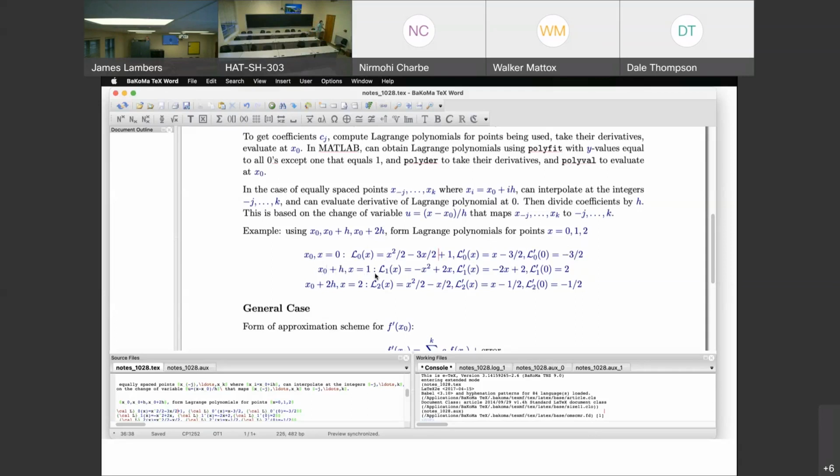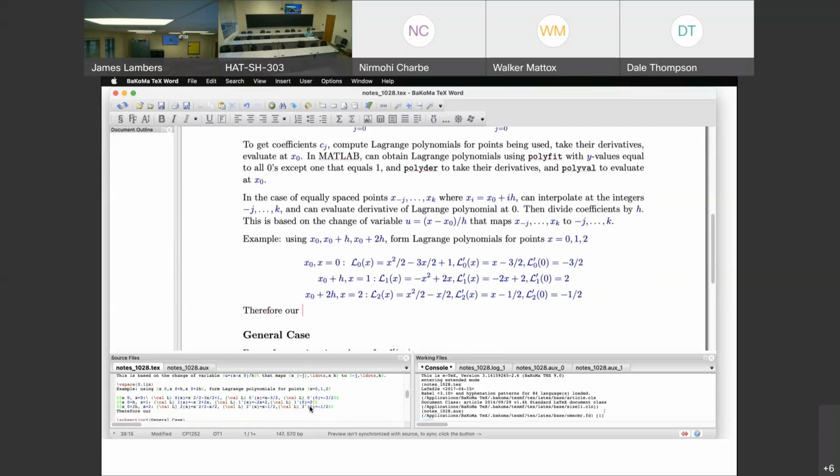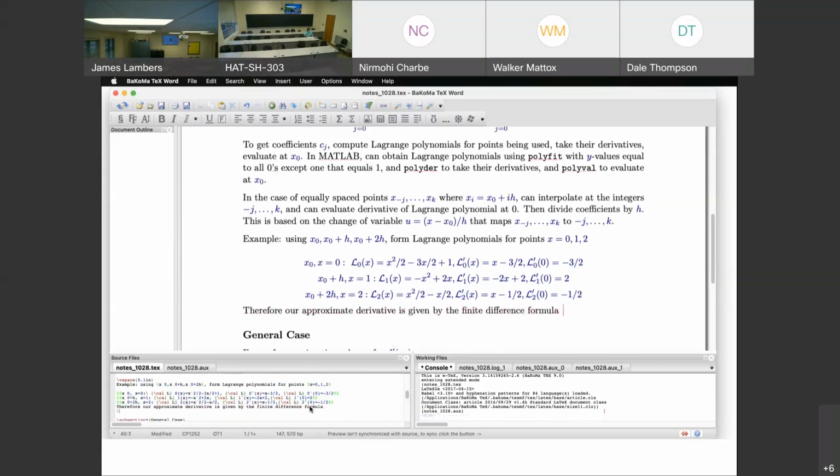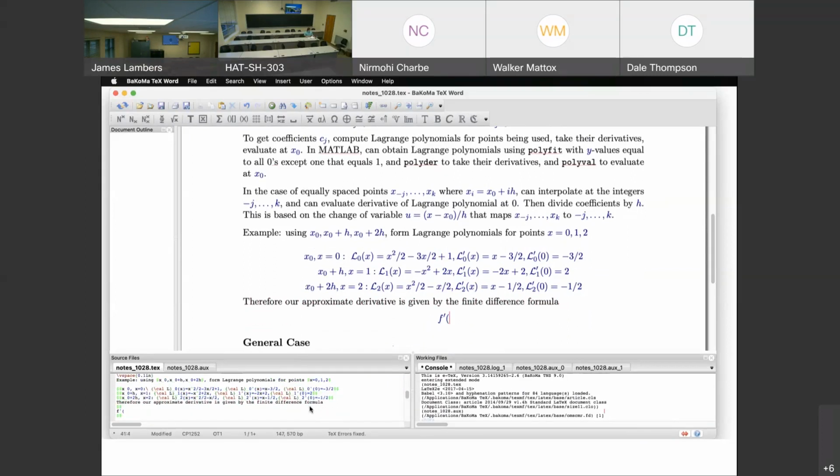Then for the second Lagrange polynomial, that's equal to 1 at 1, and equal to 0 at the other points, 0 and 2. So we have that here. Again, take its derivative, plug in x equals 0. That's our coefficient for the second point. And then we do the same for the third point. The Lagrange polynomial is equal to 1 at 2, and equal to 0 at 0 and 1. Take the derivative, plug in 0. So now f prime at x naught.